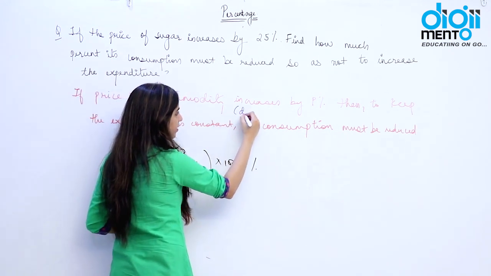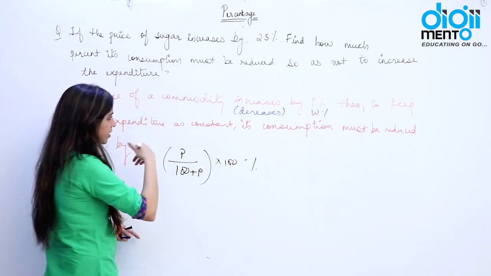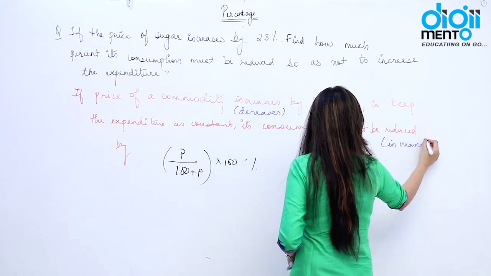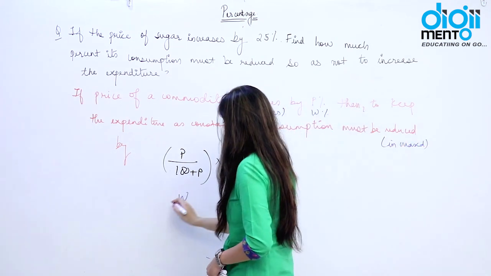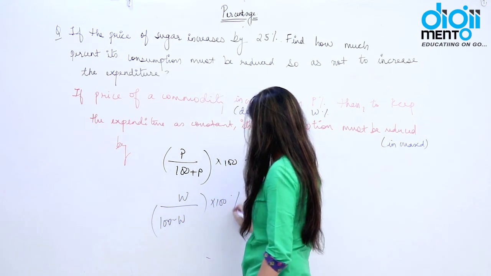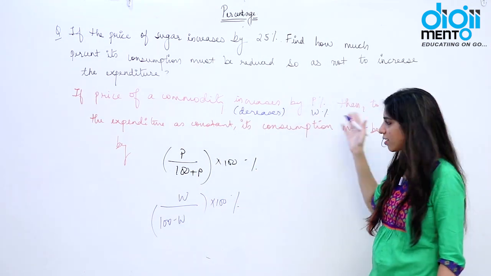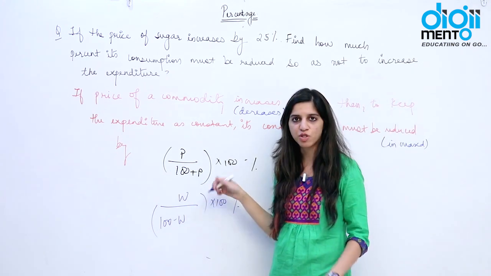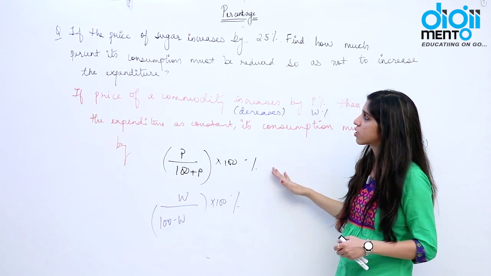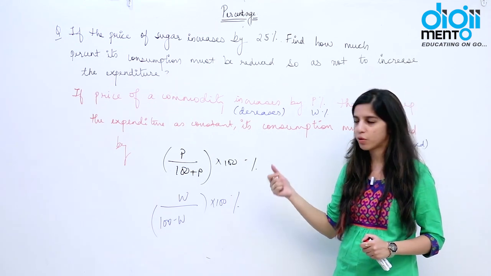So you can make a change here: if the price decreases by W%, then to keep expenditure constant, consumption must be increased. I am writing this in blue, okay. Then this is going to become W by 100 minus W into 100%. Fine. So in case the price decreases by W%, this consumption must increase by this much percent. Same logic it is going to follow, right. So this is one model of question that they are giving. There is one or maybe two more models, we are going to look at them also.